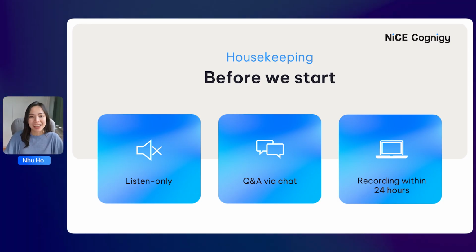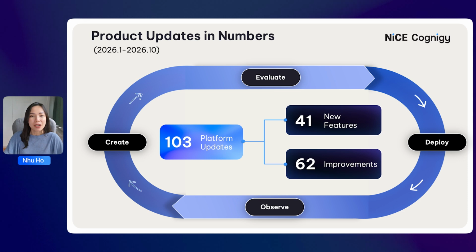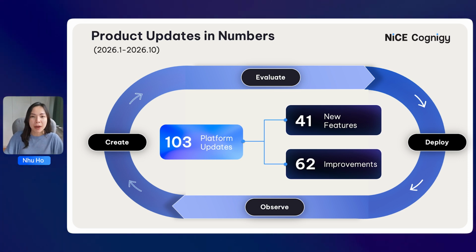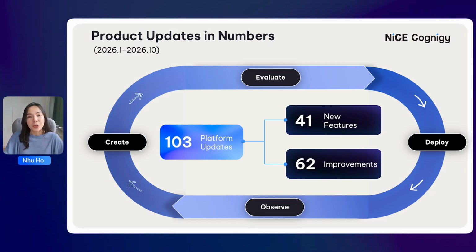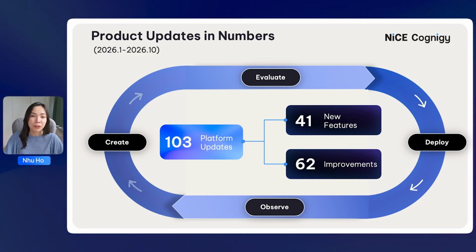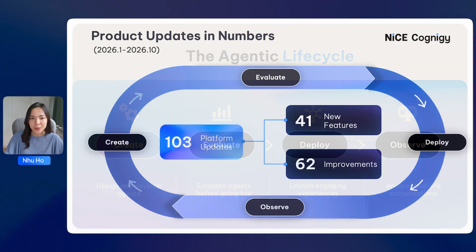We've got a jam-packed session today. In the first few months of this year, we shipped more than 100 platform updates, enhancing everything from how agents are built and evaluated to how they are deployed and optimized in production. And that's exactly the journey we'll take you through in today's tech update. You will hear from 6 product experts, each covering a different area of the platform as we move through the key highlights across every stage of the agentic lifecycle: create, evaluate, deploy, and observe. I hand over to each speaker as we go, so let's jump right into our first topic.